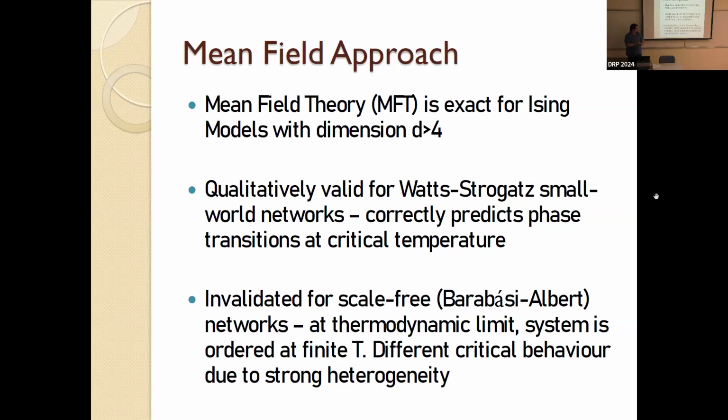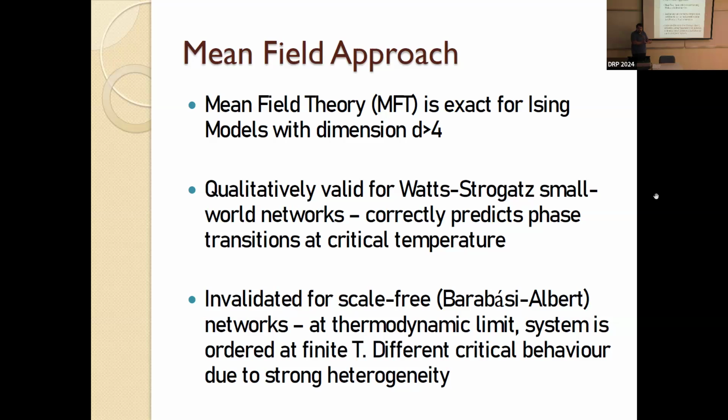So the first kind of method to use here would be a mean field approach, because we know from previous theory that a mean field theory is exact for any Ising model on a lattice for dimensions bigger than 4. And complex networks can have dimensions much higher than that. Again, this is not something I can delve into here, but it has been found through analysis that this kind of approach is qualitatively valid for a small world network. It can describe phase transition behavior, etc.